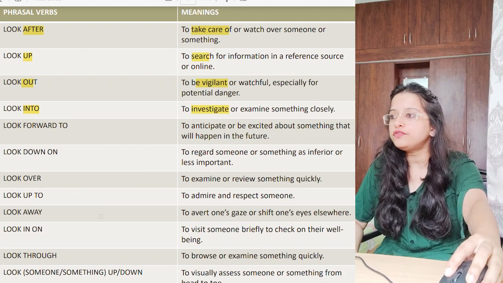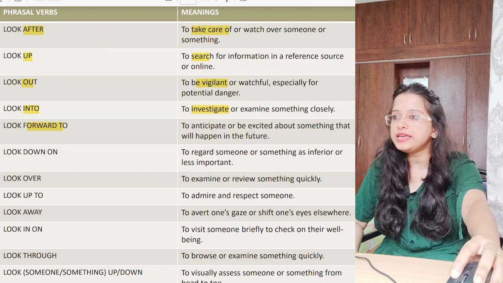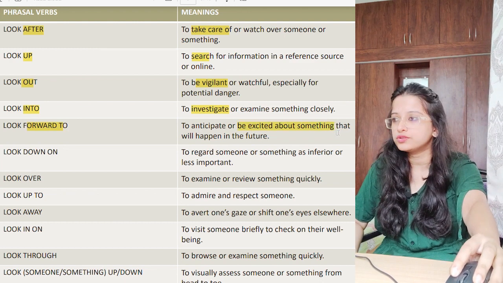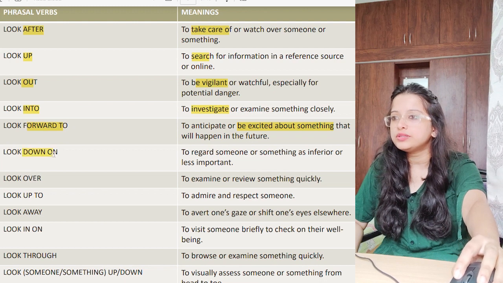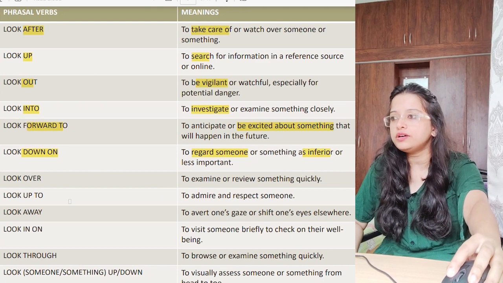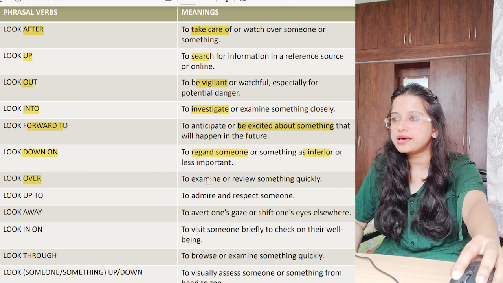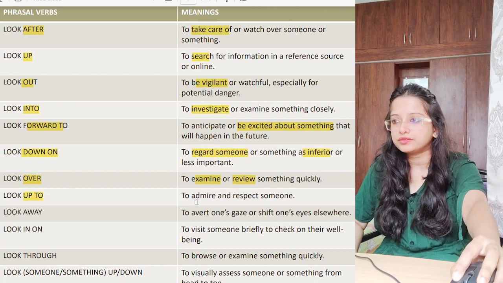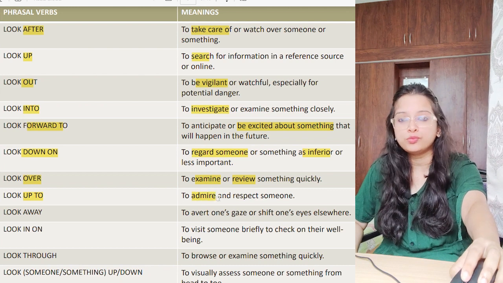Next one, look forward to, so to be excited about something, okay. Anticipate you can leave also. Look down on, so that means regard someone as inferior, okay, simply this much. Look over, what can we write? Look over means to examine again, okay, to review. Look up to means to admire, okay, you can even write role model.